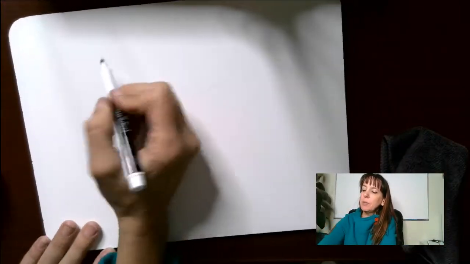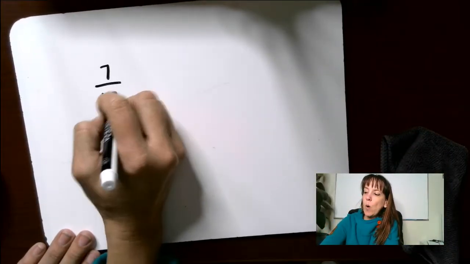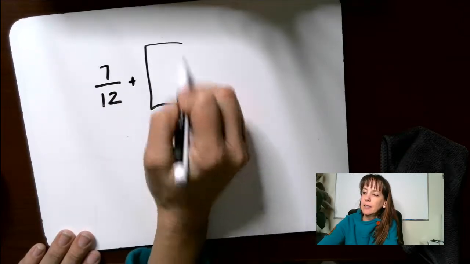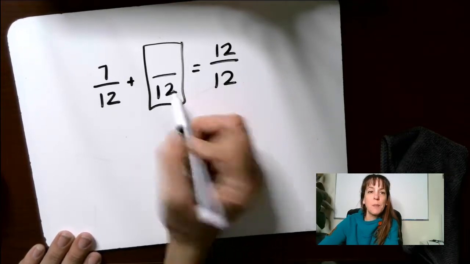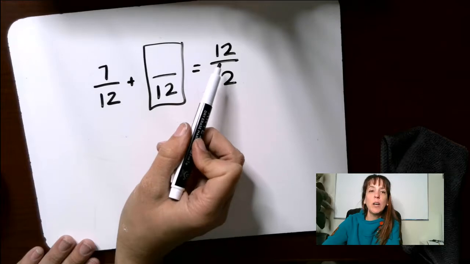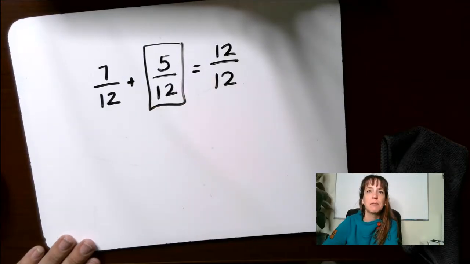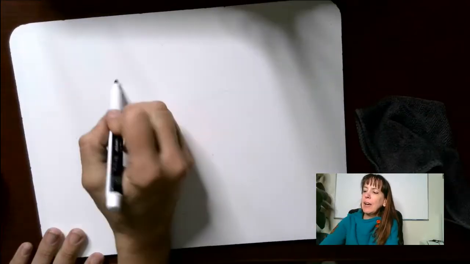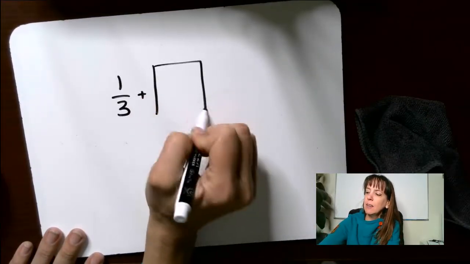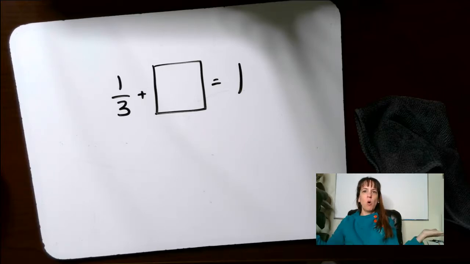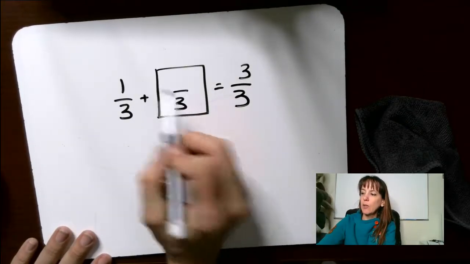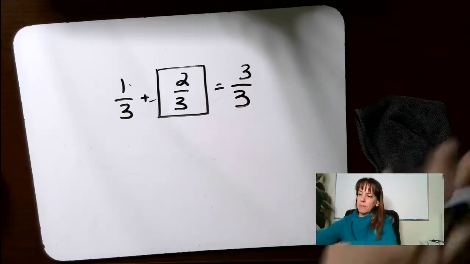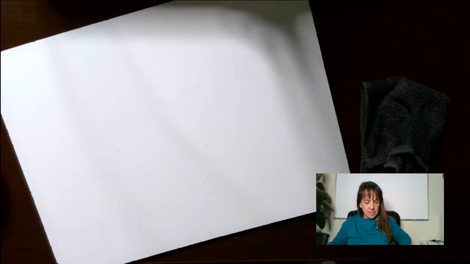If I said, for example, 7 out of 12 plus something equals 12 out of 12. We know the denominator would be the same. 7 plus what will give us 12? 7 plus 5, okay? Here's a different way of seeing it. If I have 1/3 plus something equals 1, one whole, you gotta mentally remember one whole is actually 3 out of 3, okay? And in that case, it's a little easier. We know that 1 plus 2 will give us that 3, okay? So let's look at some of these examples here.